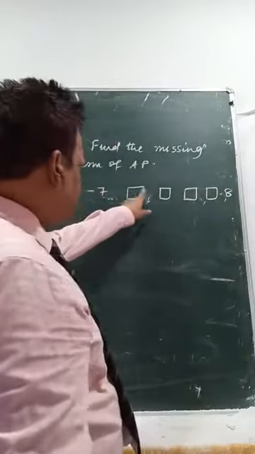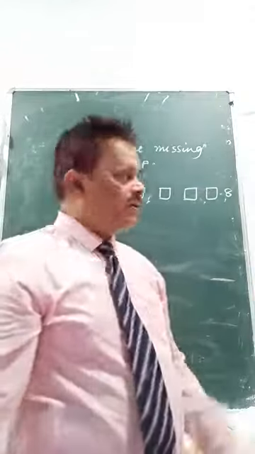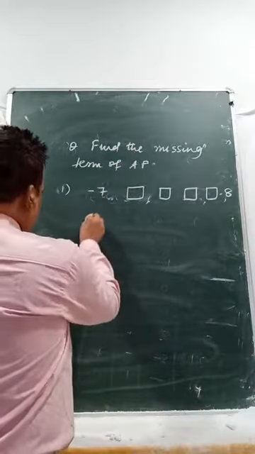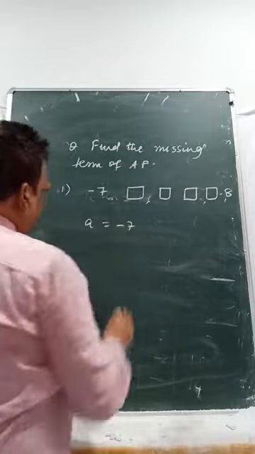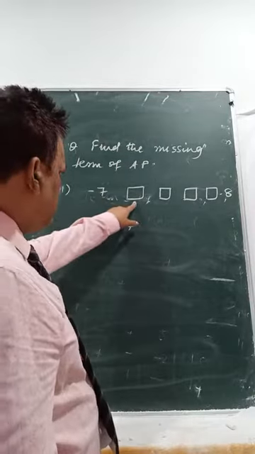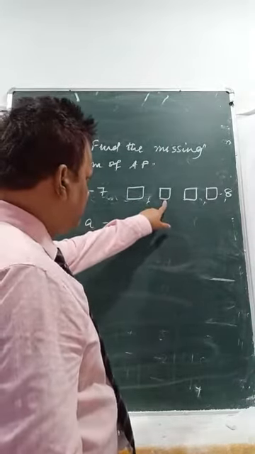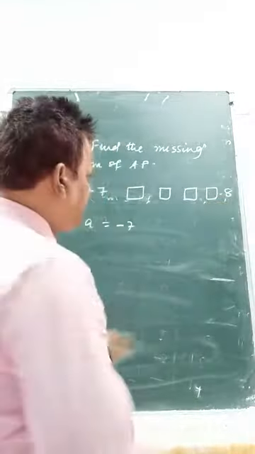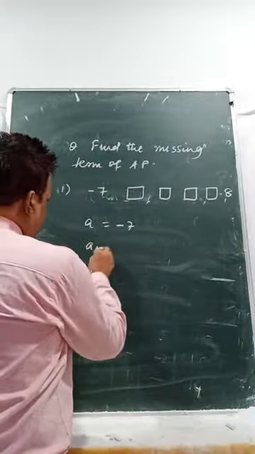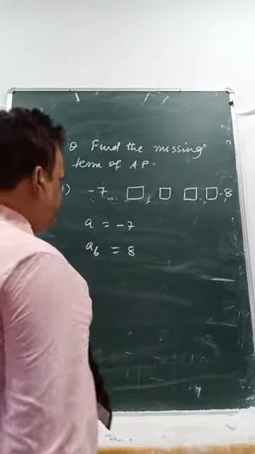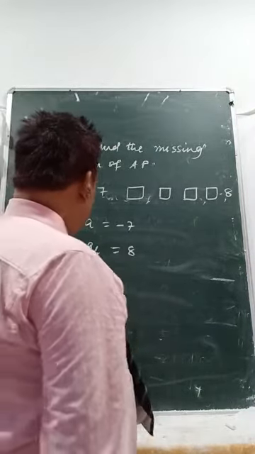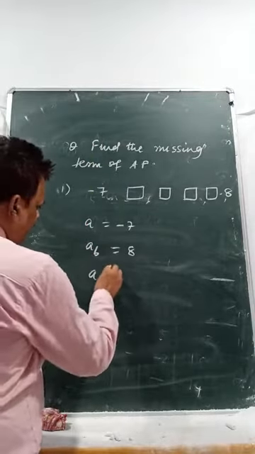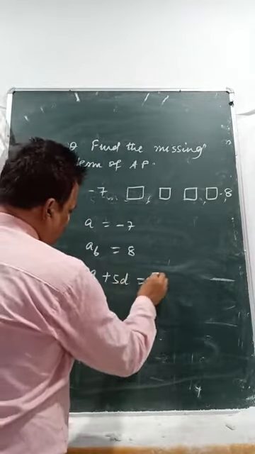So what are the terms you will have here? A, you look here, A equals minus 7. First term, second term, third term, fourth term, fifth term, this is the sixth term. That means A6 equals 8. Got the point? What is the formula of A6 now? A6 is A plus 5D equals 8.